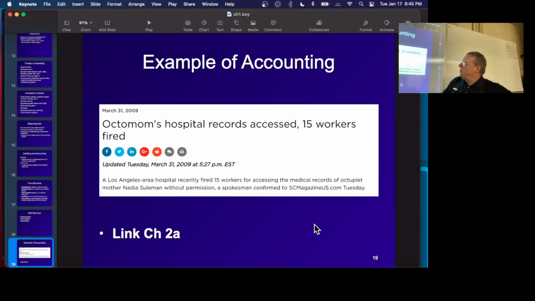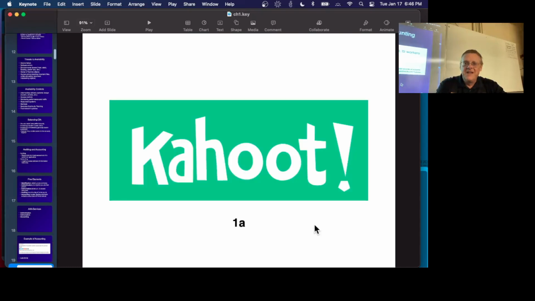All right, and so here, for example, there was a woman that had 8 children, and she was a celebrity, and it turned out at a hospital, 15 workers at the hospital spied on her records to see information about her, and that's highly illegal, and they got fired, and that's because they had good accounting. They were able to go back when this leaked out and say, all right, who looked at her confidential records, and they had a record, so they could fire these people and perhaps prosecute them or something. That's what you want. That's why you need to have it for security, because of course bad things will happen.